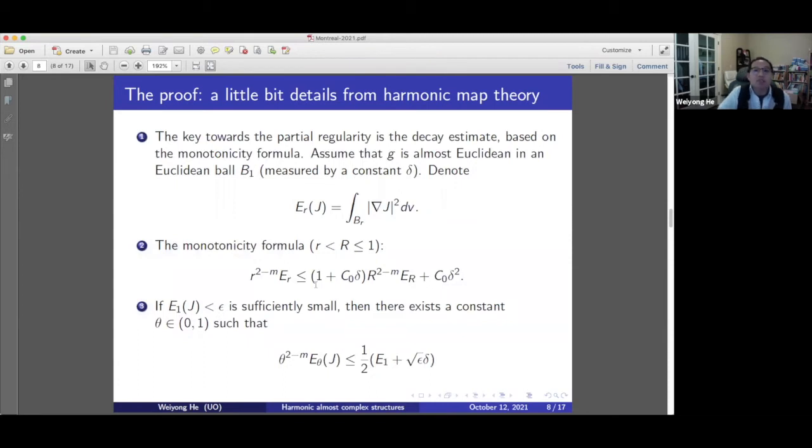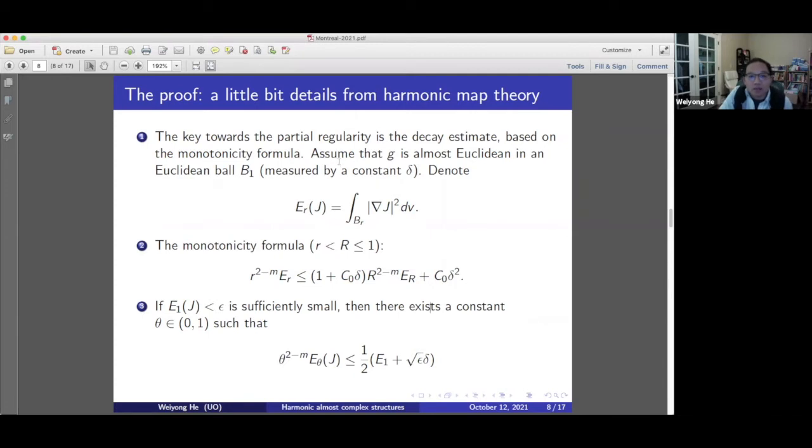So a little bit of detail from this harmonic map theory. Even though I wrote these 3 points very shortly, the actual technicality in the 82 paper is quite involved. It's very delicate, in particular this part 3, the decay estimate. So the key towards this partial regularity is the decay estimate, based on the monotonicity formula, this one.